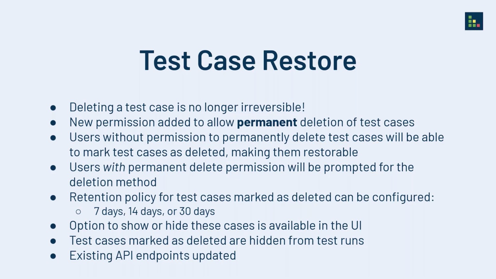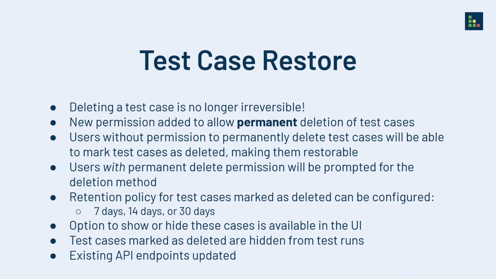We would recommend marking them as deleted. After a configured retention policy, these test cases will be deleted. You can configure the retention policy under the site settings area. So a TestRail administrator can set a retention policy of 7 days, 14 days, or 30 days. So after the retention policy has passed, any test cases which are marked as deleted will be purged from your instance and database, but you can still undo mistakes that you make up to that retention policy.